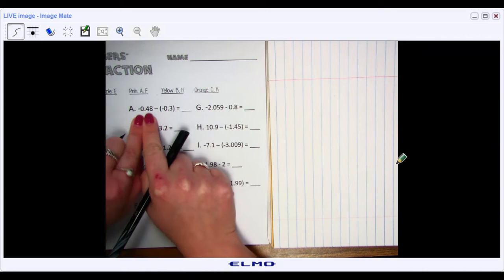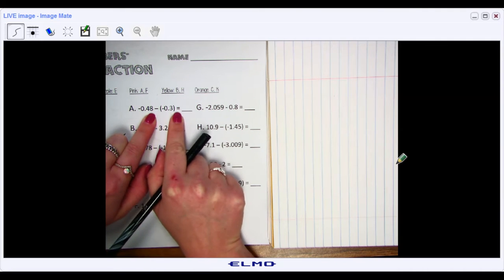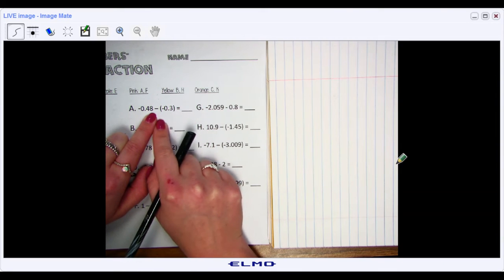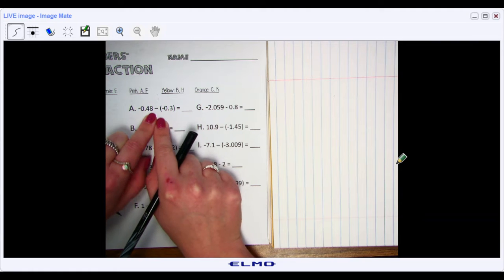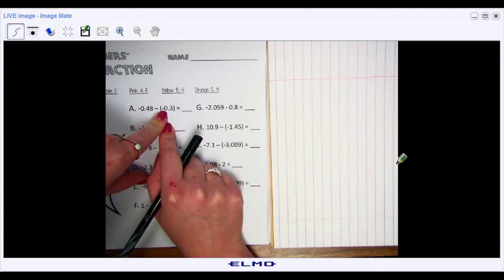So we have a negative 0.48 minus a negative 0.3. Now, remember when we're working with subtraction, we always want to change it into addition to help us visualize it a little bit better. So we always call it add the opposite. So meaning you change the subtraction sign into addition and change the sign of this one.